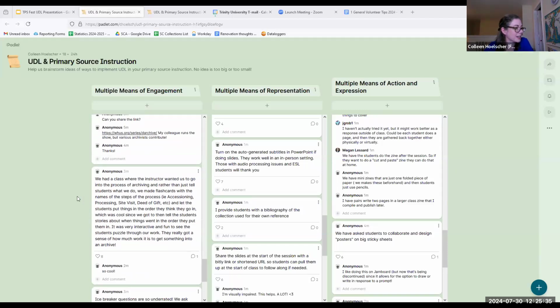Another person said that they had a class where the instructor wanted them to talk about the process of archiving. And so rather than just telling students what they do, they made flashcards and let the students put things in the order that they think they go, which was cool because then they got to tell the students stories about when things went in the order they put them in. It was very interactive and fun to see the students puzzle through our work. They really got a sense of how much work it is to get something into an archive.